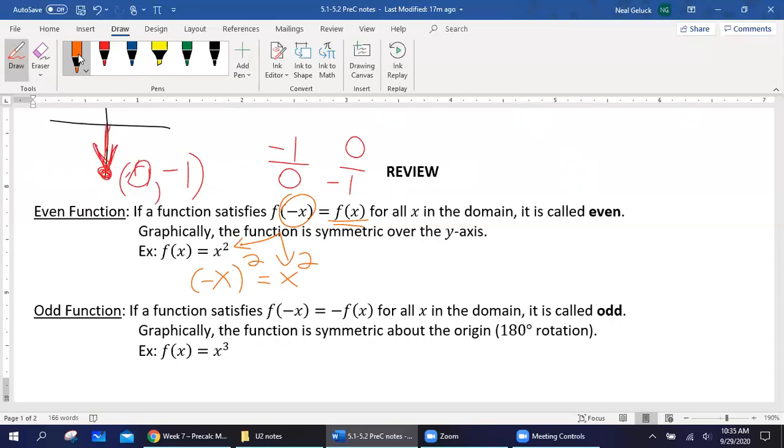And graphically, these have a symmetry over the y-axis. If you think about it, a parabola is symmetric over the y-axis. It's a mirror image.